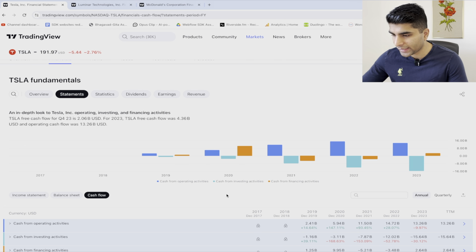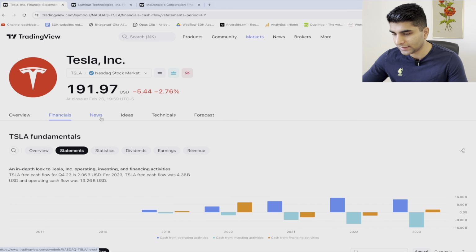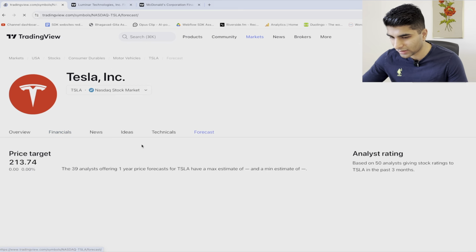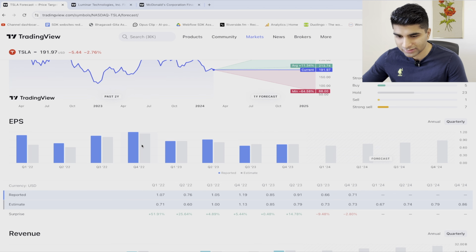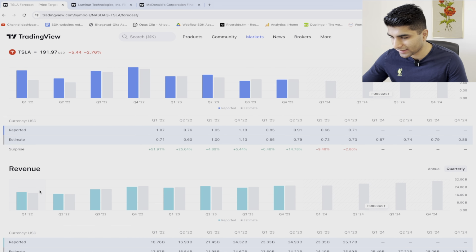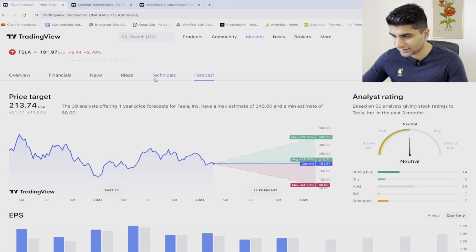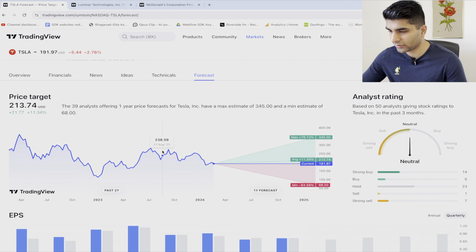So this is just the financial part. You can also look at other factors, but all of these are other analysts. They put their own estimates of the forecast, and it's not always accurate. So I would not suggest you to do that.